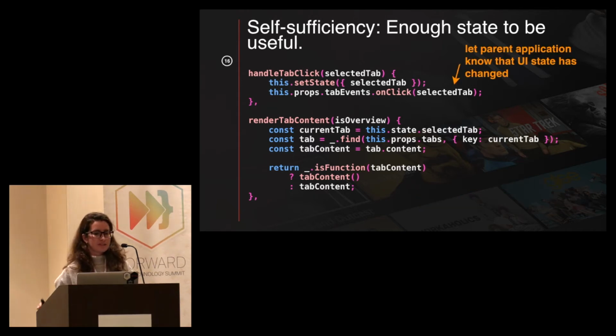But the internal state doesn't need to be completely isolated from the parent application. As we know with React, children and parent components don't necessarily have access to the internal state of one component. But here, I want to let the parent project know that something's changed. For example, if you're trying to log the user interaction in a parent project, I want to tell that parent project that the user clicked on the overview tab or the trailers tab.